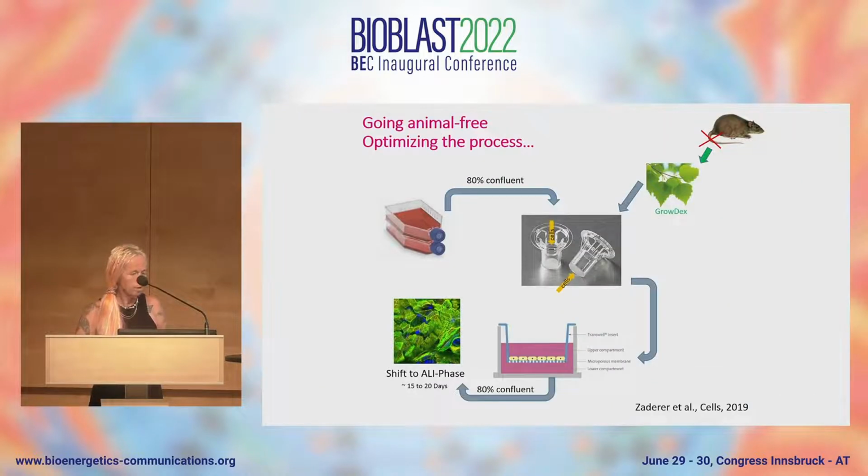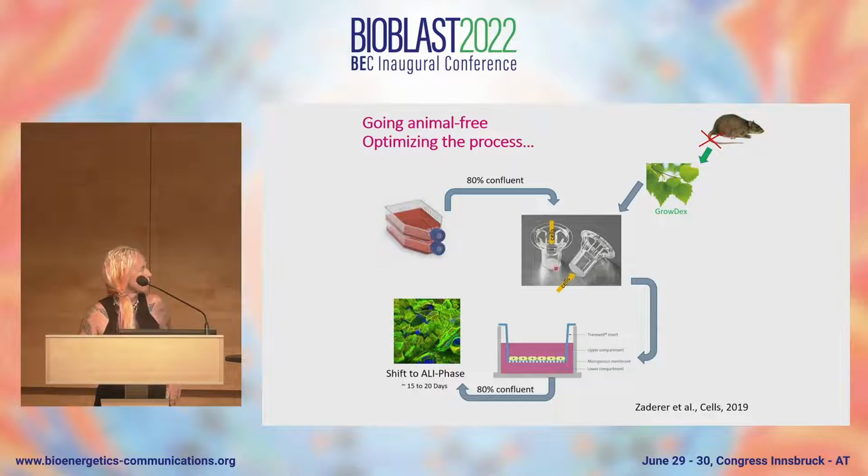So how did we optimize the system? We wanted to go really animal-free. Normally, within the transwell system, rat tail collagen is the standard scaffold for seeding the cells. So we found a substitute for the rat tail collagen, and now we are using the birch-based cellulose Grodex. But of course, we first had to compare the gold standard with the novel method.